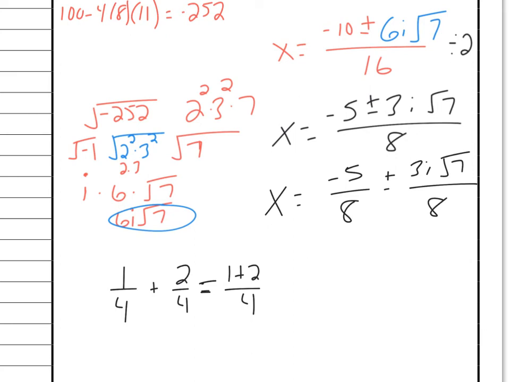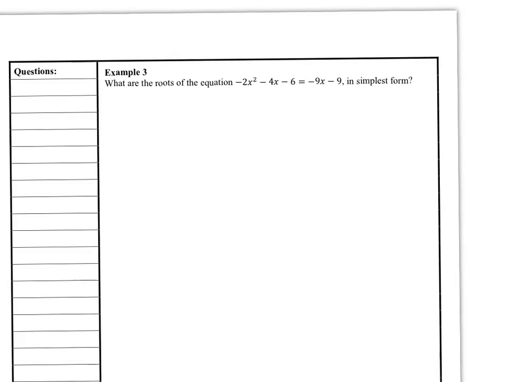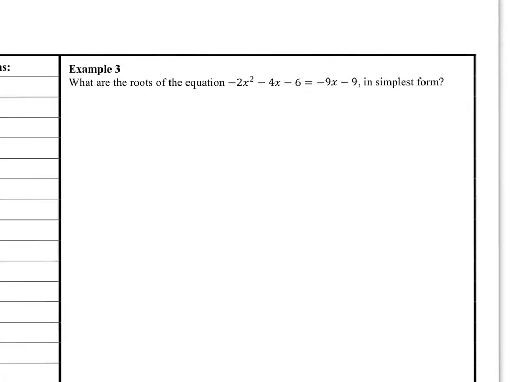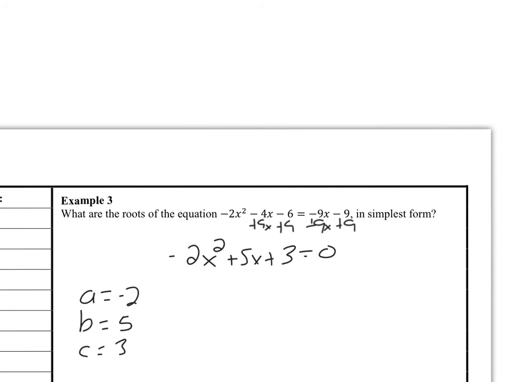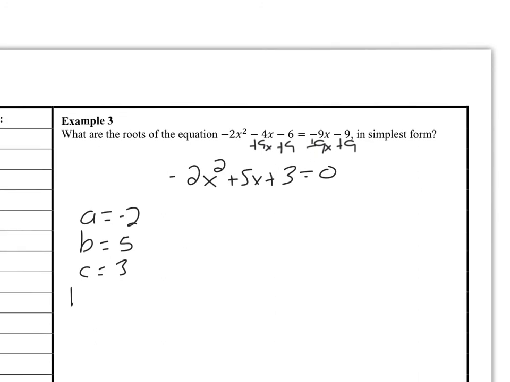All right, moving on. Last example, here we go. Roots of the equation in simplest form. So it's not equal to 0. First move is to add 9x and 9 over. So we add the 9x, we add the 9 over. That's going to give us negative 2x squared plus 5x plus 3 equaling 0. So we have a equals negative 2, b equals 5, and c equals 3. Then we need to find our b squared minus 4ac.